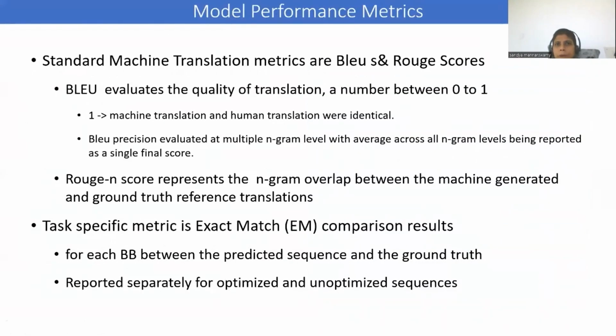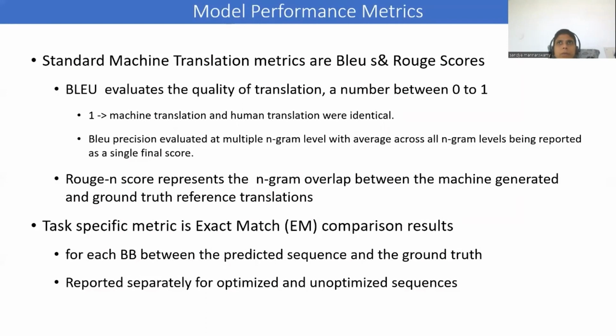And in terms of the model performance metrics, we report two things. We use standard machine translation metrics such as BLEU and ROUGE scores. And these are for reporting on the translation quality. Basically, we have human translation. In our case, the ground truth would be what the traditional instruction combiner would have been emitting. And we compare what NIC converter generates to the traditional instruction combiner and report the BLEU and ROUGE score.